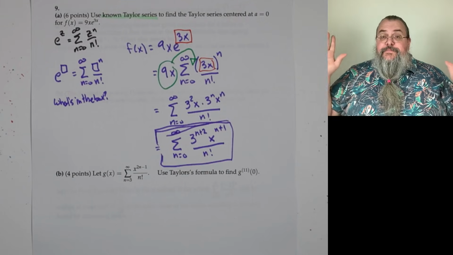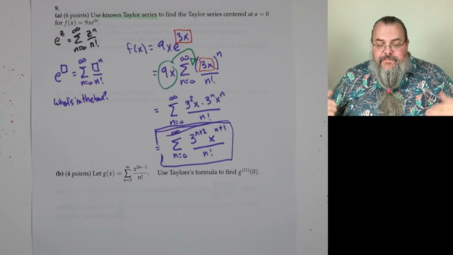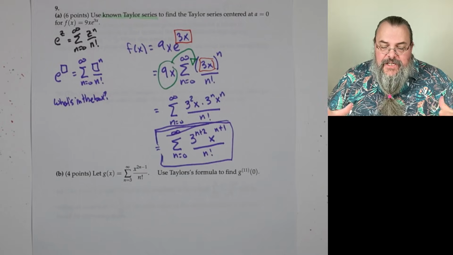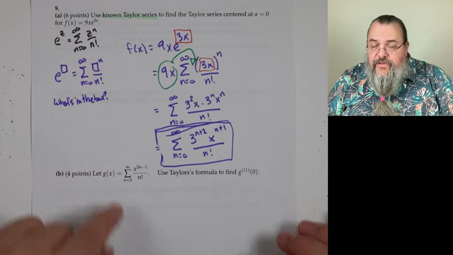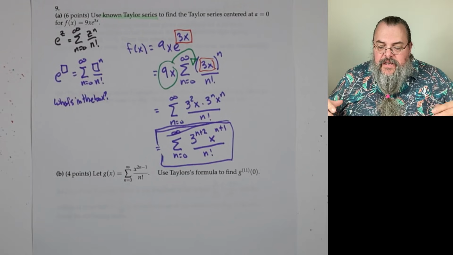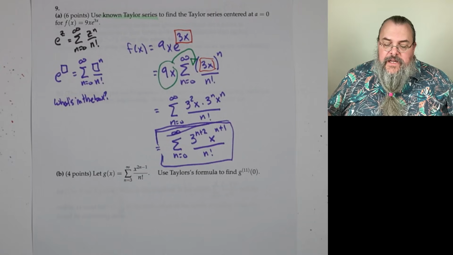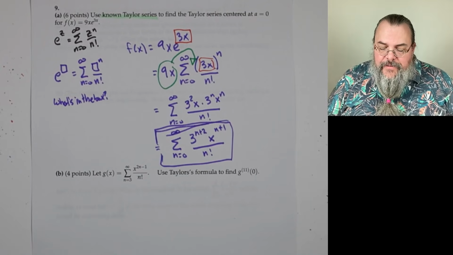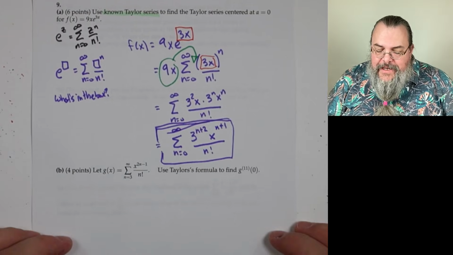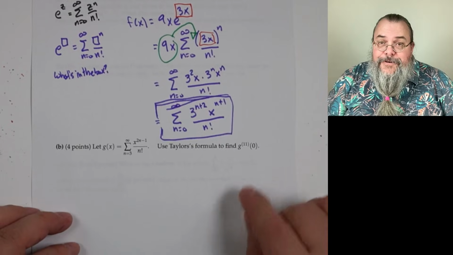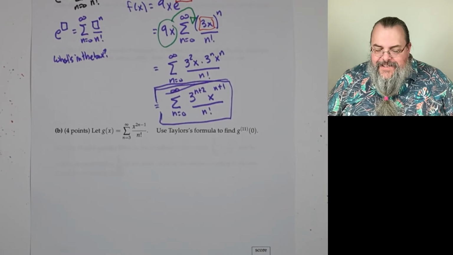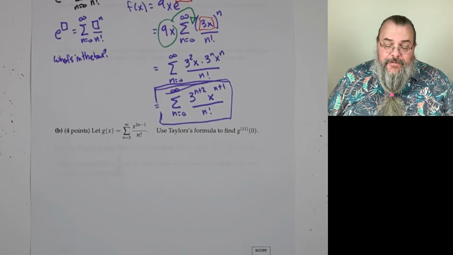All right, part B. Now, notice part B is different from part A. It says, let g of x be a function. This is f of x, this is g of x, different thing. g of x is this sum, n equals 3 to infinity, x to the power 2n minus 1 over n factorial. Use Taylor's formula to find the 11th derivative at 0. You might say, what? What do we mean by Taylor's formula?